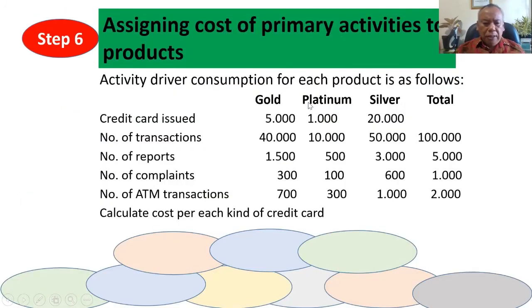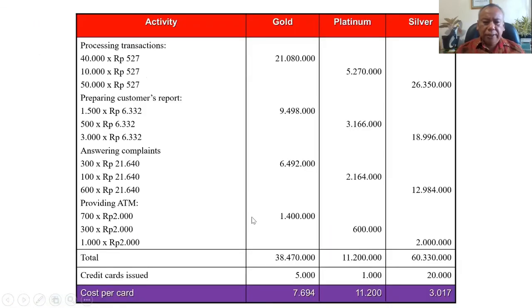And then calculate the cost for each kind of credit card. So actually we can calculate like this. For processing transaction, we multiply the activity driver consumption with the activity rate. So for gold, we have 40,000 transactions times the activity rate, 527.